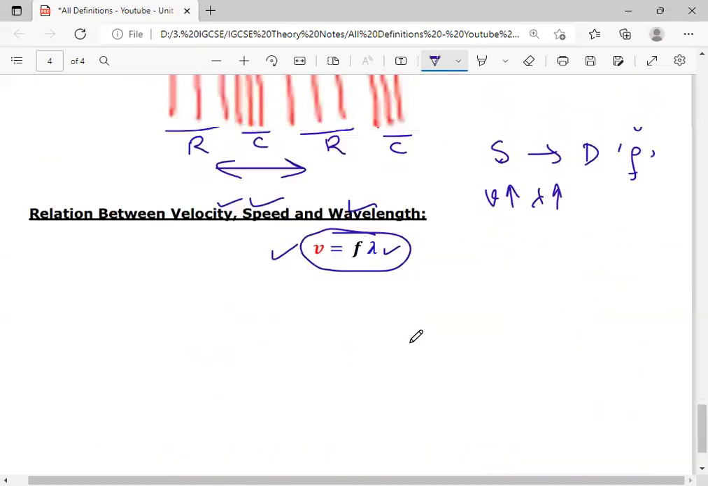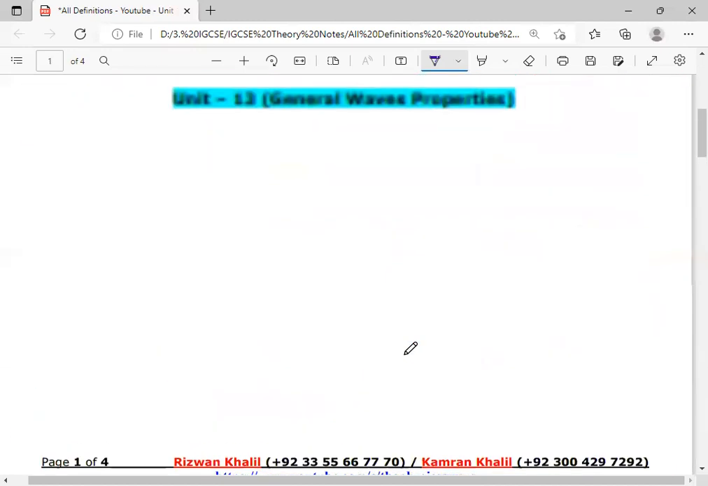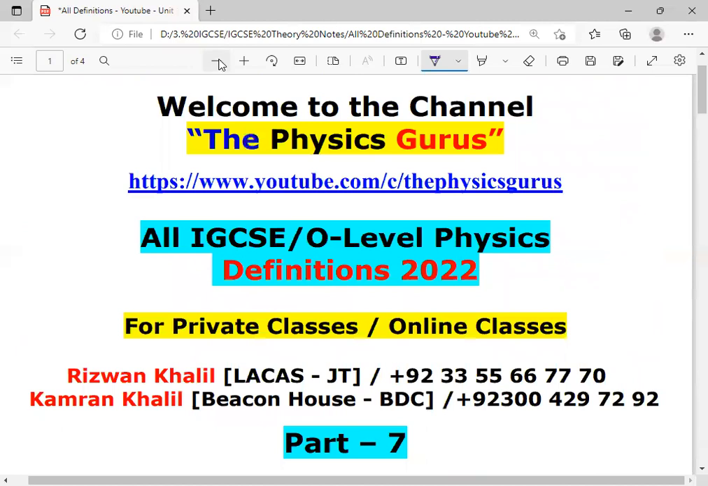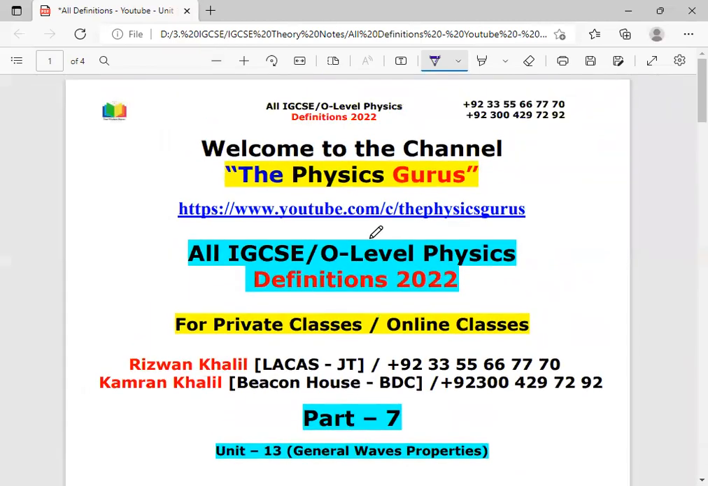So I hope that now the definitions related to general wave properties are clear to all of you. And if there is any question, you may ask or you may write the questions in comments.